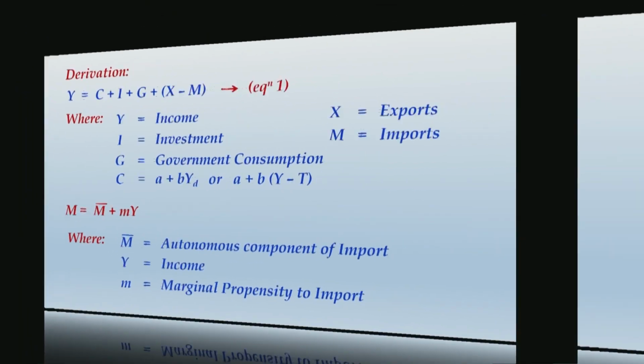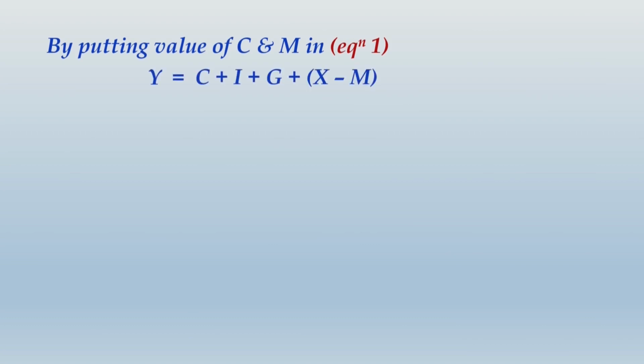Let us continue with the process of derivation, and now you are going to substitute the value of C and M in the first equation. So this is the first equation. Now instead of C, we will be writing the expansion of this variable C, and instead of M we will be writing the expansion of M. So let us do that.